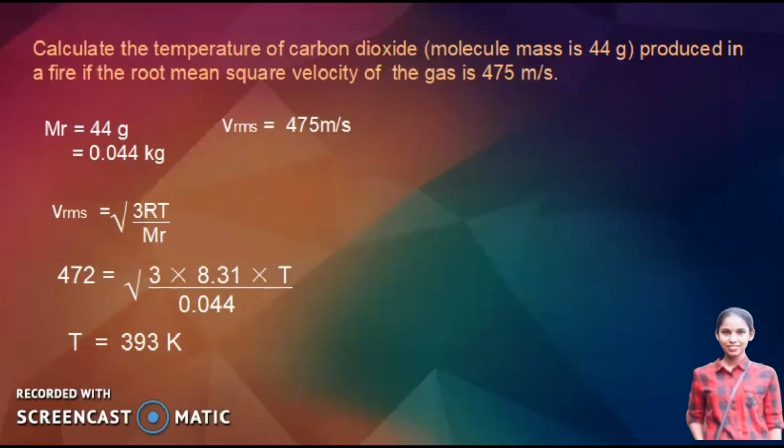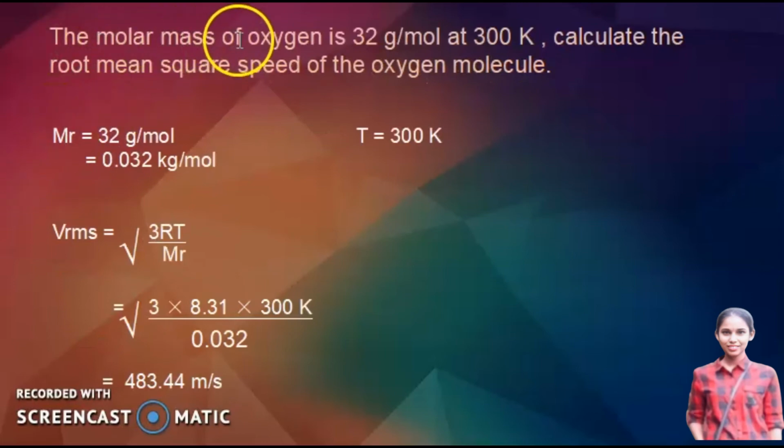Okay, let us refer to the third question. The molar mass of oxygen is 23 gram per mole at 300 Kelvin. Calculate the root mean square speed of the oxygen molecule. Again extract the information given. Molar mass of oxygen is 23 gram per mole. Don't forget to convert it to kg per mole. And what else is given? The temperature is 300 Kelvin. Since the question already gives us the temperature in Kelvin, we need not do anything.